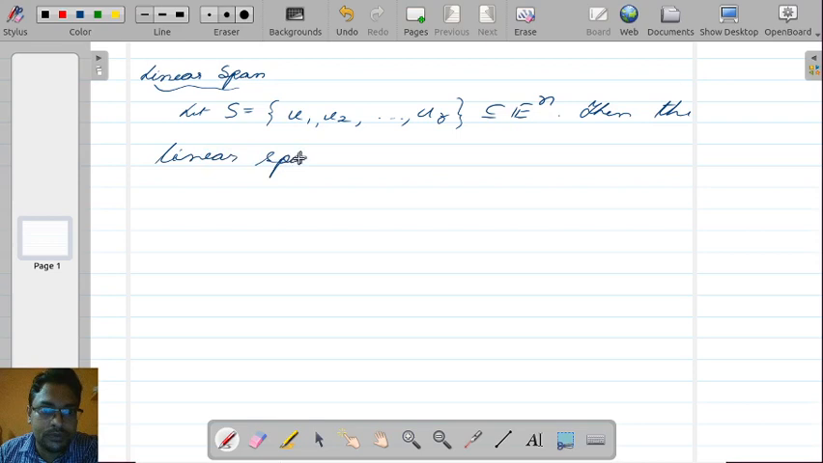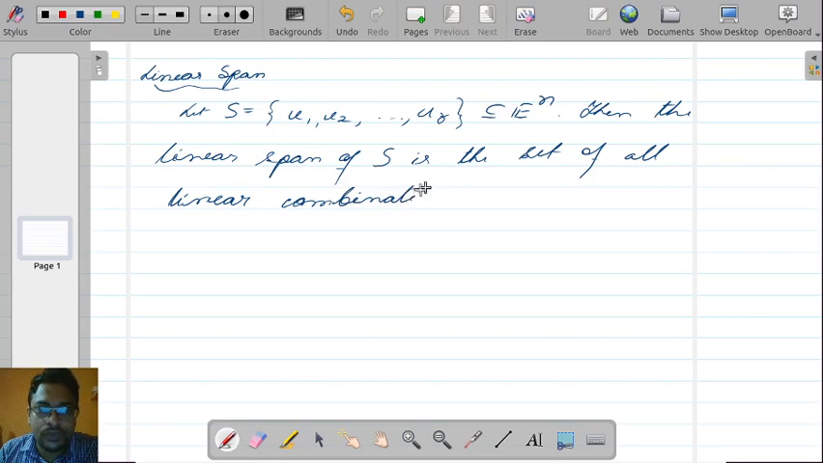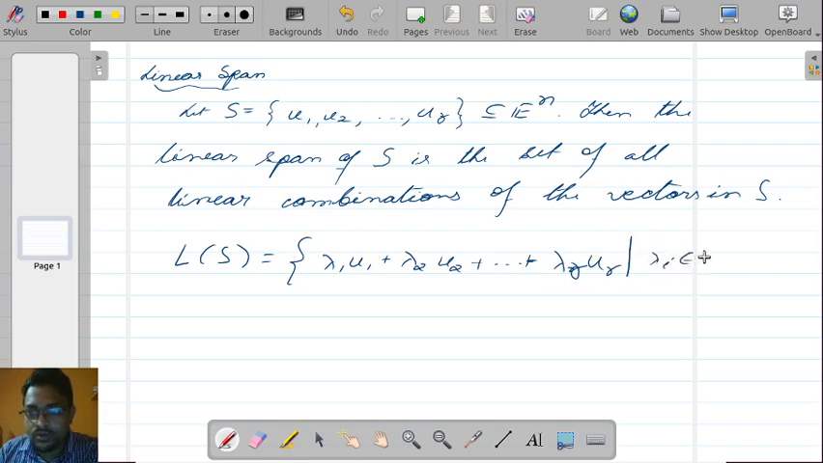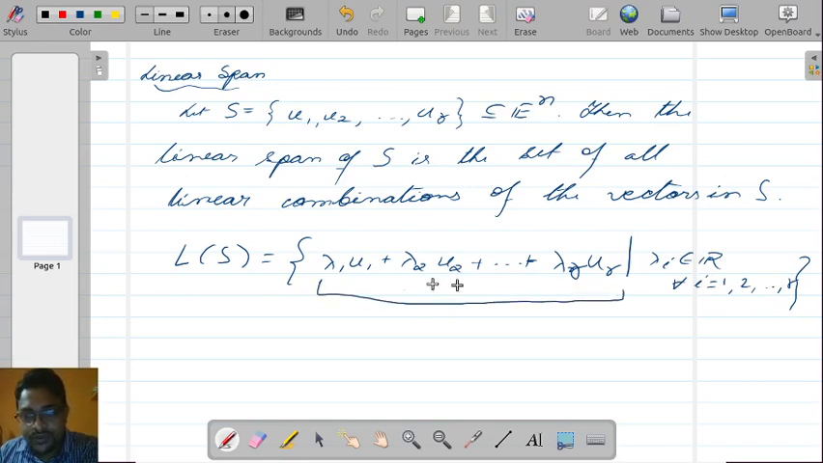linear span of S is the set of all linear combinations of the vectors in S. So we denote it this way: linear span of S is the set of all lambda 1 u1 plus lambda 2 u2 plus up to lambda r ur, such that each lambda i belongs to R for all i equal to 1, 2 up to r. So it is the collection of all possible linear combinations. This lambda 1, lambda 2 up to lambda r vary over all real numbers.